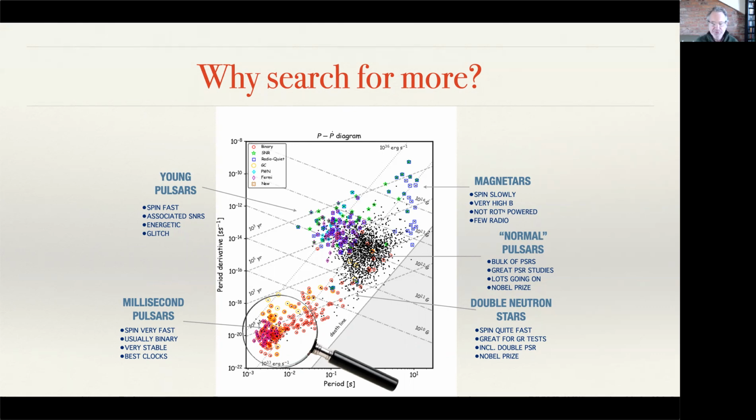But the young pulsars, the magnetars, the normal pulsars, and the double neutron stars are all very useful for all sorts of different aspects of studying physics. But we're going to concentrate on the millisecond pulsars here because they are the most stable clocks that we know about. And they spin very fast, and usually they're in binary systems.